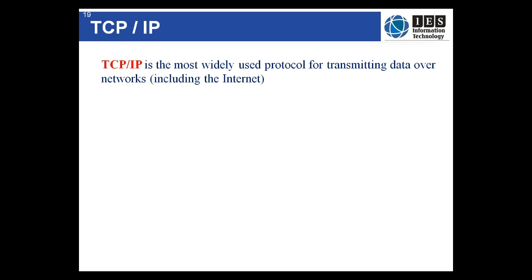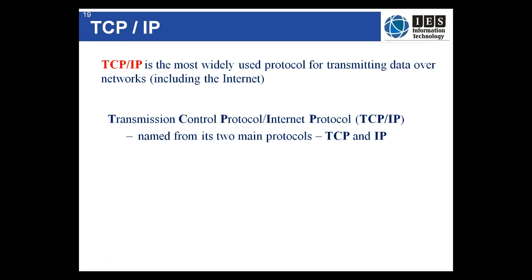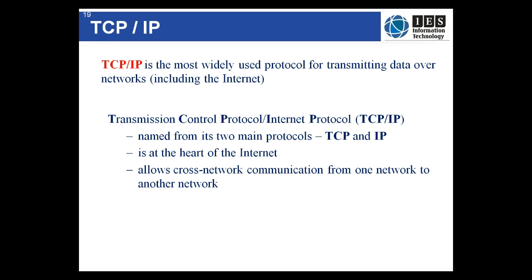TCP/IP is the most widely used protocol in computer networks. It's the protocol used to send data across the internet. TCP stands for Transmission Control Protocol, and IP stands for Internet Protocol. Let's break this protocol down to its two parts and discuss what each does in a little more detail.